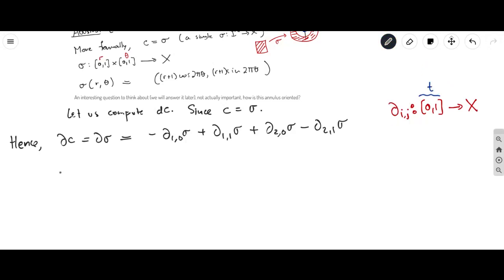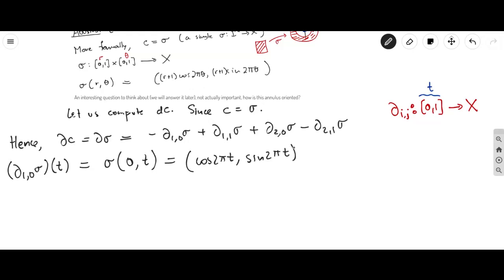Okay, so what we do here is we would therefore say that boundary 1, 0 sigma of t, the way we do that is we just take sigma, we look at the first coordinate, we set it equal to 0, and the other coordinate is free, and we call it t. So we're setting r to be 0 and theta to be t. So we end up getting cosine 2 pi t, sine 2 pi t, like that.